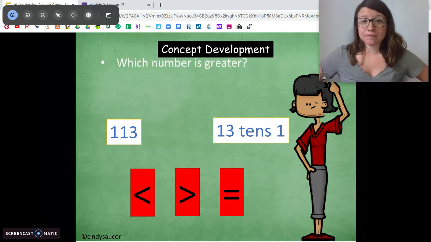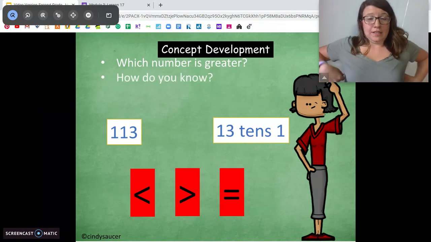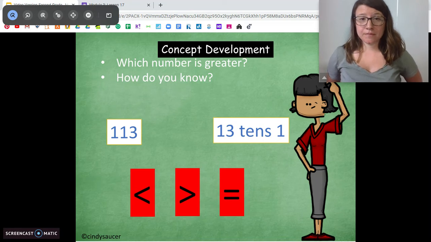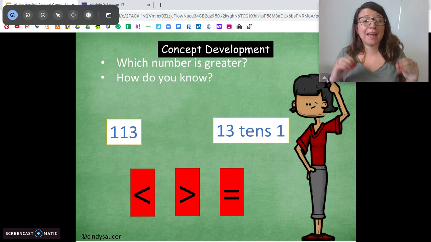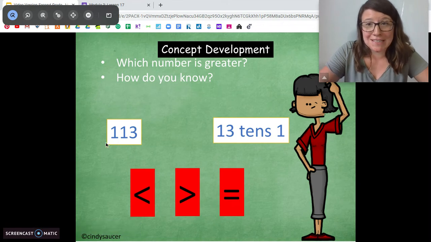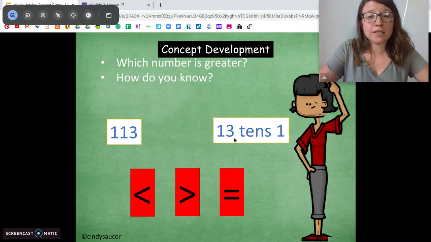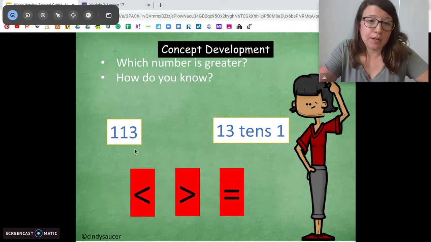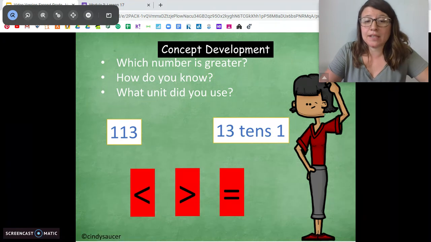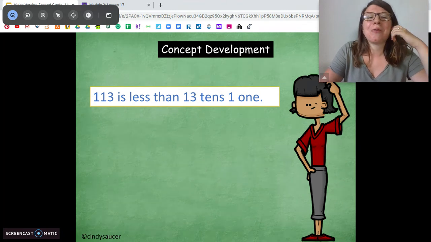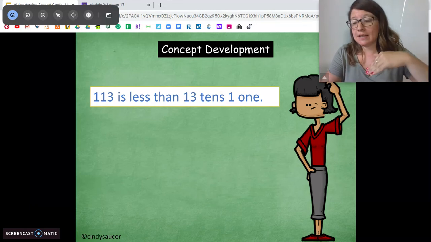Which number is greater? Very good. 13 tens and 1 one is greater. How do you know that? Yes, when we're comparing them, the 13 tens has way more tens than this number. This number only has 11 tens. We can also look at the tens place. 13 tens and 1 turns into 131. Now this number has a 3 in the tens place, and this number has a 1 in the tens place. So we're looking at the tens place, and we can tell that 13 tens 1 is greater than 113. Or we can say 113 is less than 13 tens and 1 one.